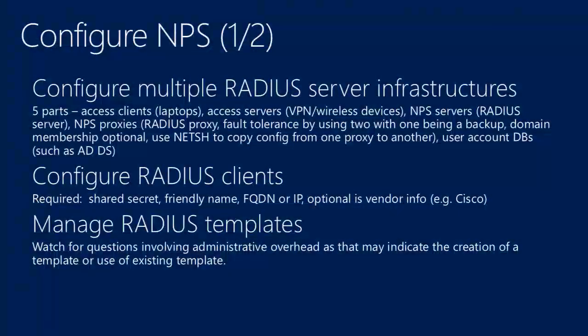So first thing is RADIUS. So there's 5 parts: access clients, access servers. I list them all up here. Knowing what they are and what they do. Sometimes people get confused when you talk about a client and a server, so be aware of the differences there. Be aware of the NPS proxy. So we talk about maximizing security, and you start thinking about proxy servers in the DMZ. That's what you want to be thinking about.